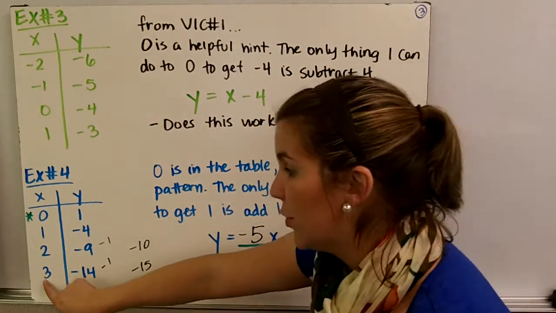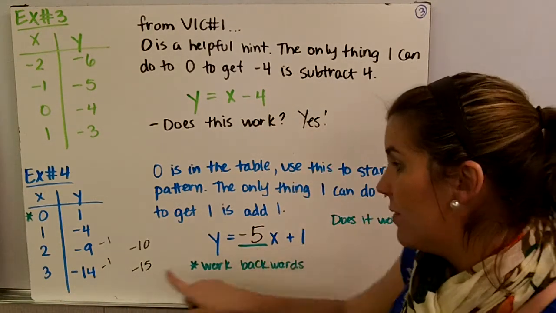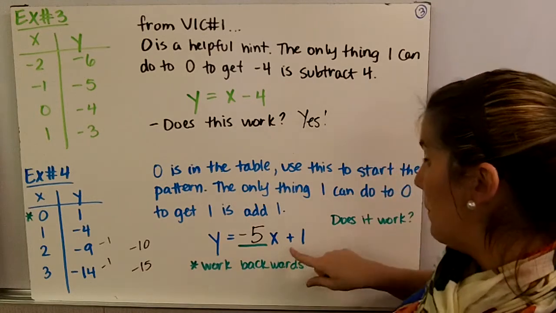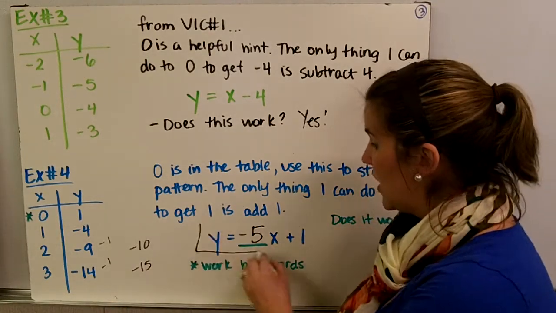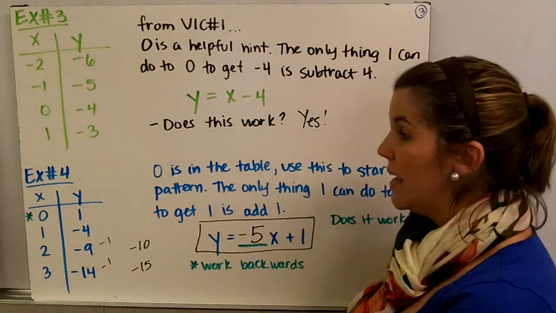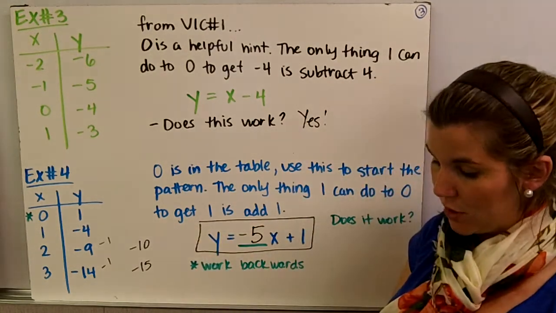So 3 times negative 5 is negative 15, plus 1 is negative 14. So y equals negative 5x plus 1 is the rule for this function.